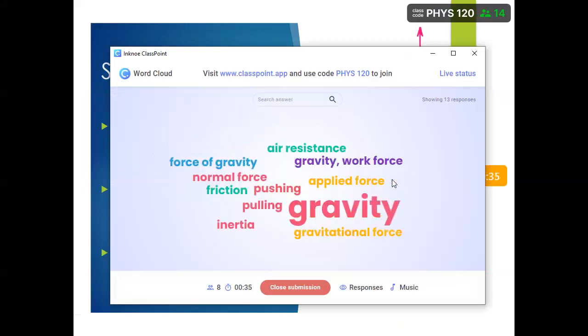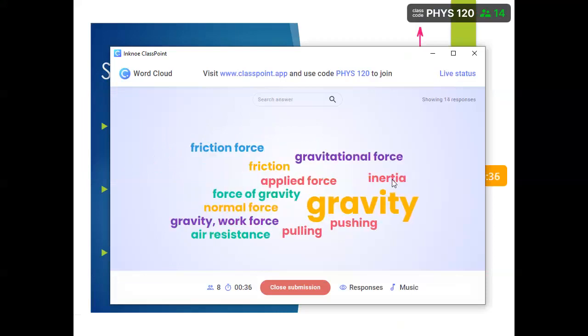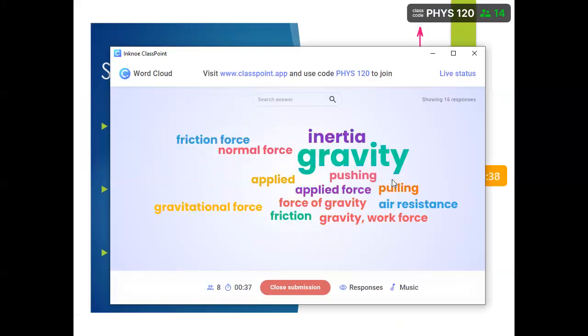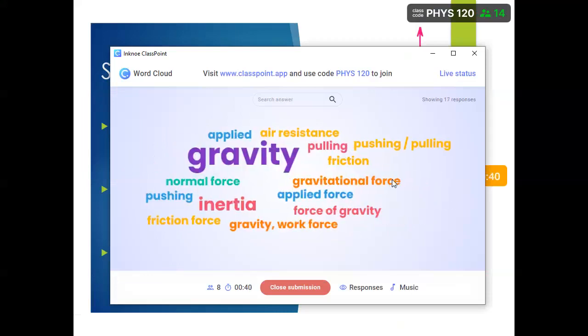pulling, air resistance force, work force. Yeah, work force.